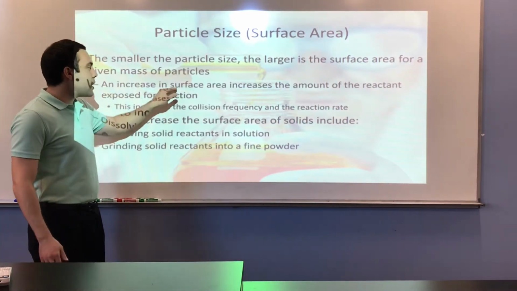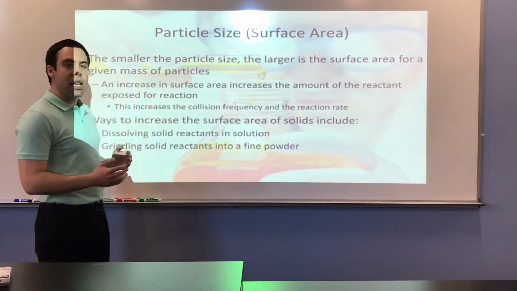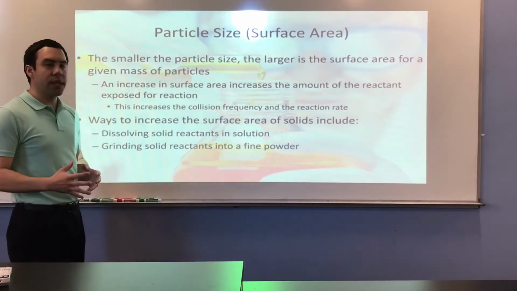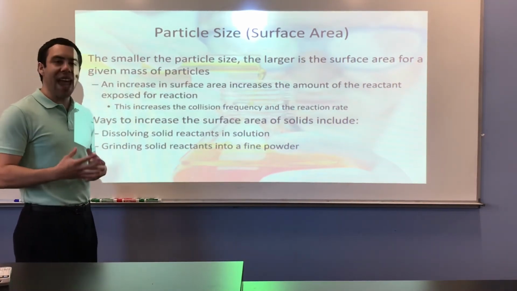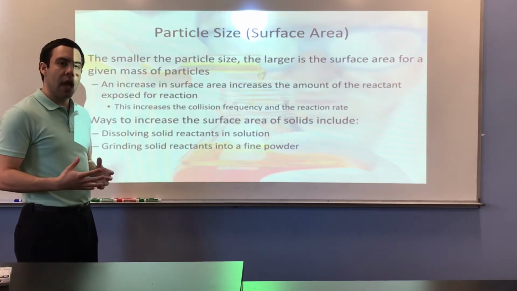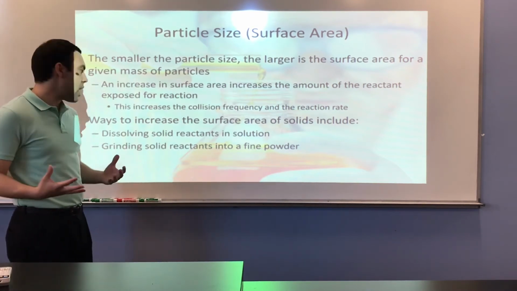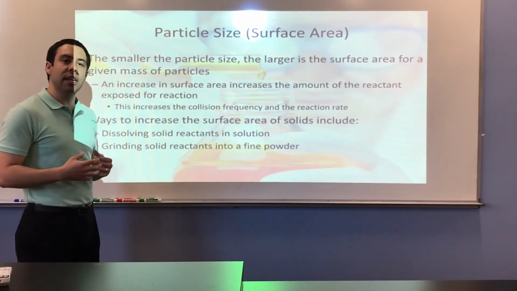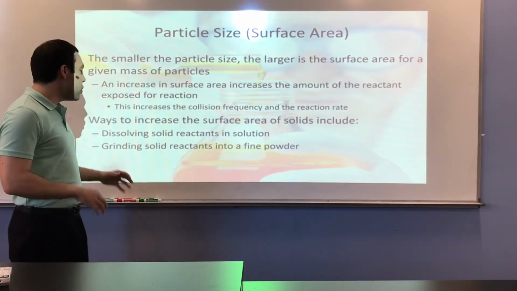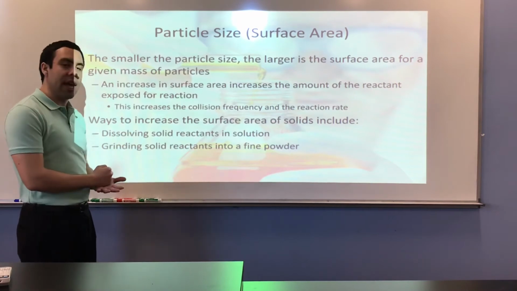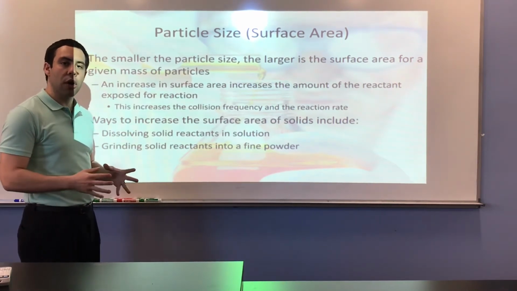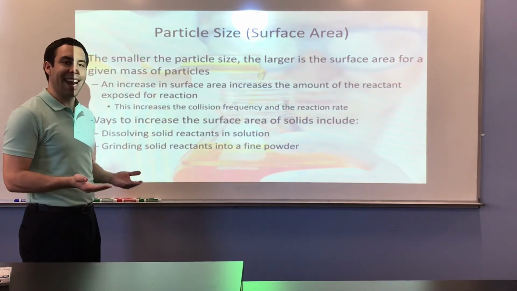So, an increase in surface area increases the amount of reactant exposed for the reaction. This increases the collision frequency and the reaction rate. How can you increase surface area? Well, you can dissolve the solid reactant in a solution, or you can grind the solid into a fine powder. The smaller the particles are, the greater the surface area it has.